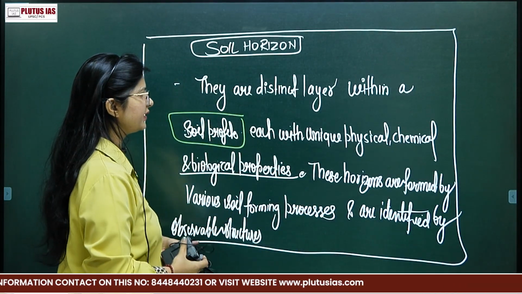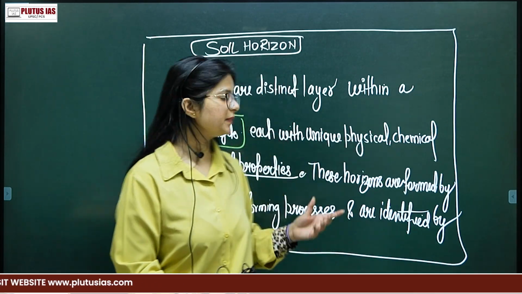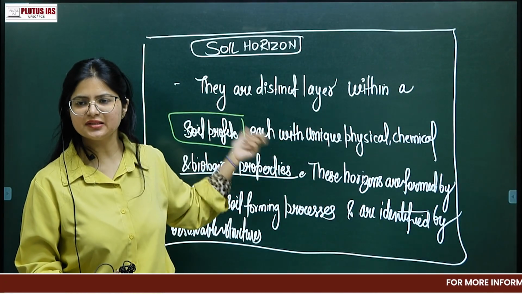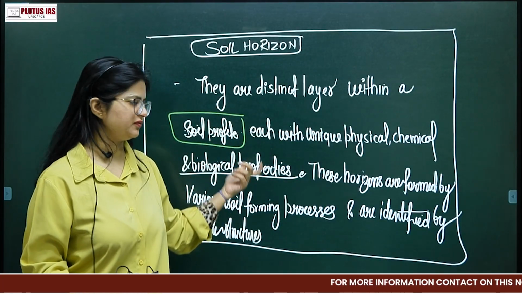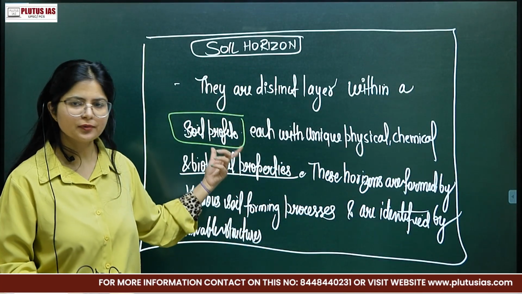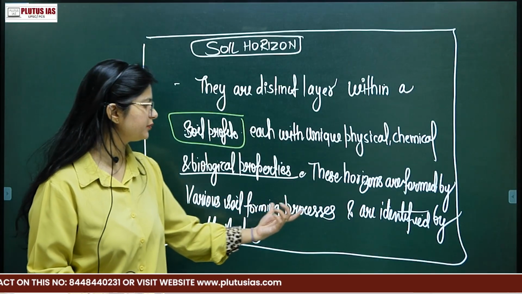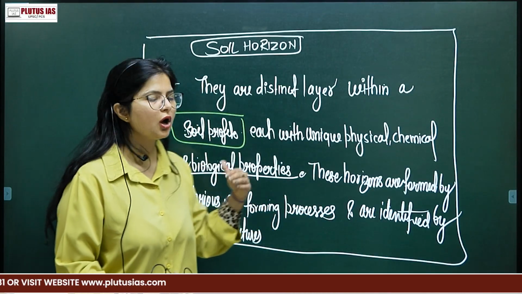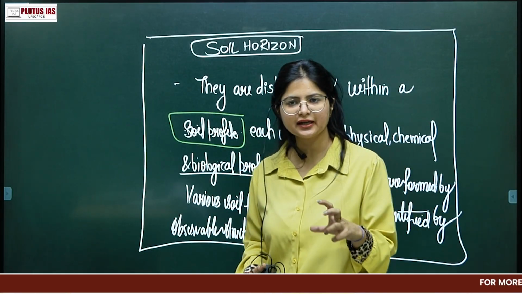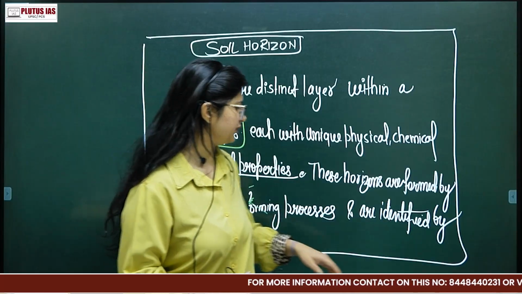This is your soil profile. When you have distinct layers, that is a soil profile. This is A, B, C, O. This is called the soil profile, each with unique physical, chemical, and biological properties. These horizons are formed by various soil forming processes and identified by observable structures. Physically they will be different, chemically and biologically also. All these layers are going to be different.